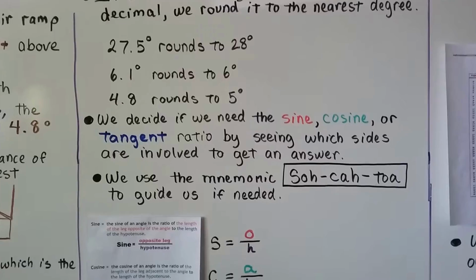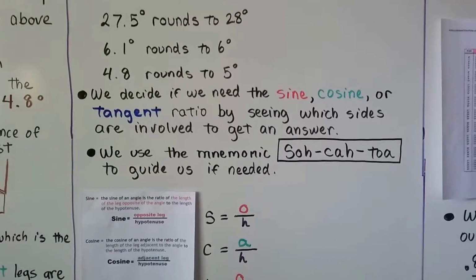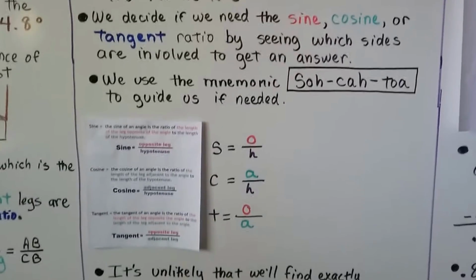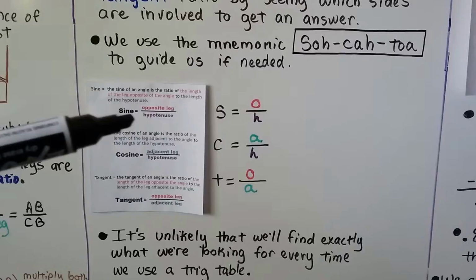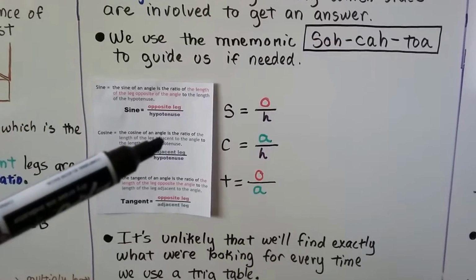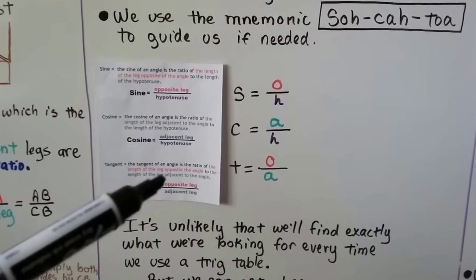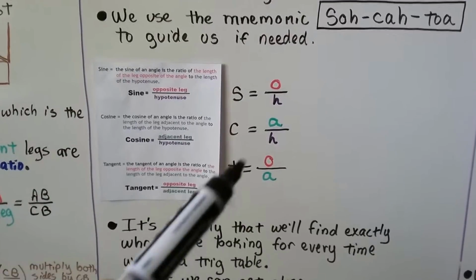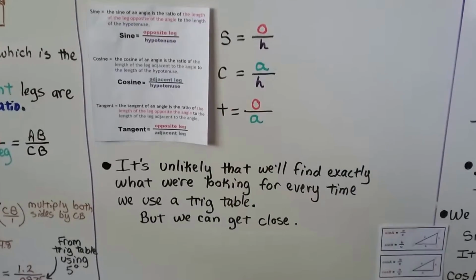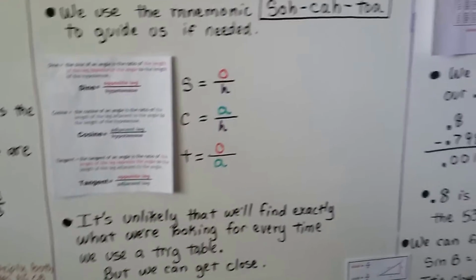And we decide if we need the sine, cosine, or tangent ratio by seeing which sides are involved to get the answer, and we use the mnemonic SOH CAH TOA to guide us. So remember, the sine is the opposite leg over the hypotenuse. That's our SOH. The cosine is the adjacent leg over the hypotenuse. That's our CAH. And then the tangent is the opposite leg over the adjacent leg. That's our TOA. And it's unlikely we'll find exactly what we're looking for every time we use a trig table, but we can get close.